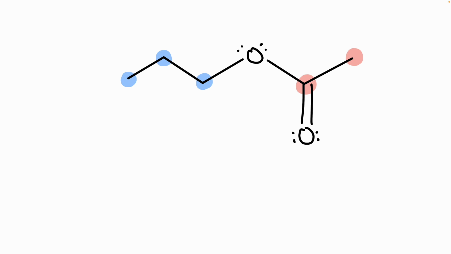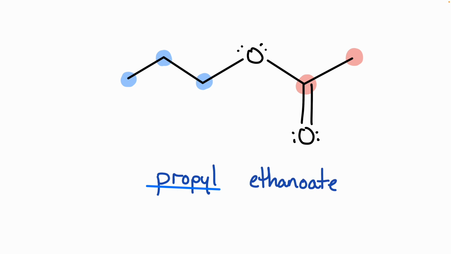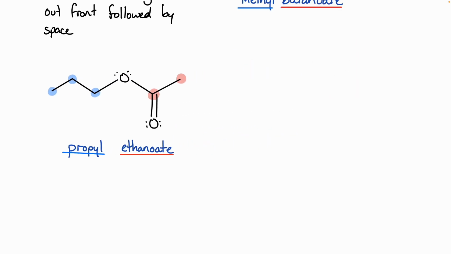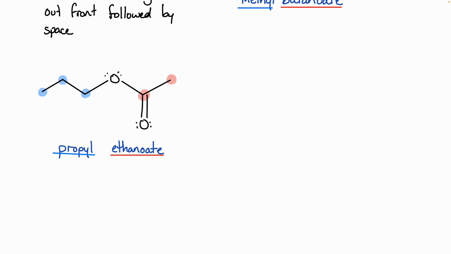The ester substituent part comes first, so this would be propyl, and then we got a space, followed by my ethanoate. All right, and then just for the sake of completeness here, let's do one more sort of tricky one.